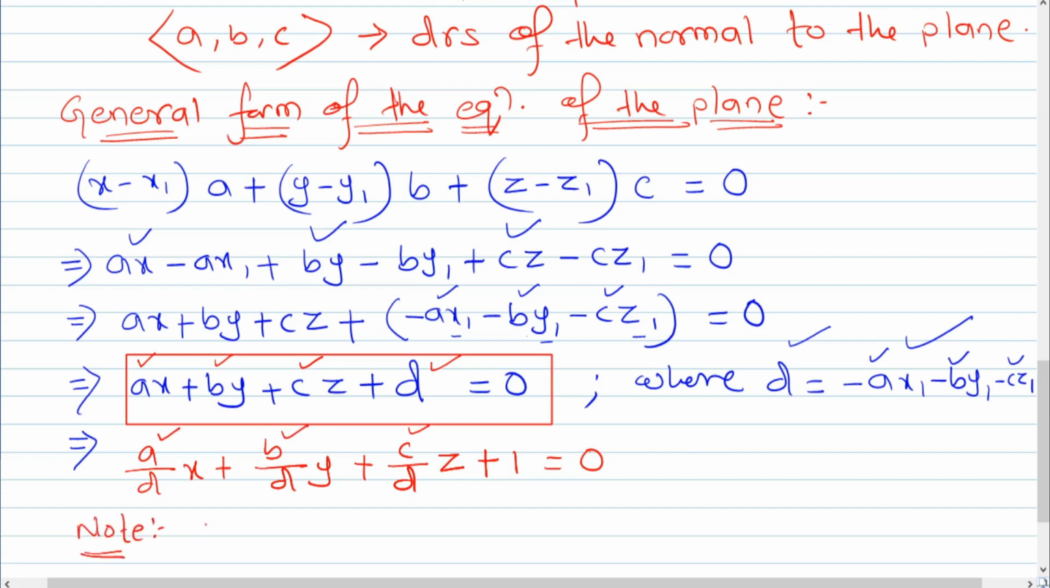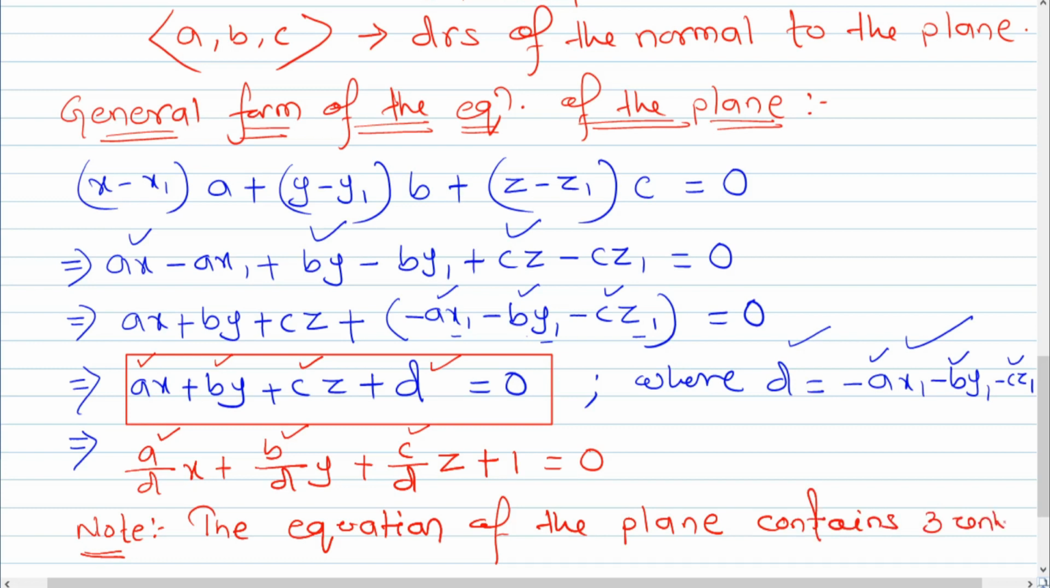Note, there are 3 unknowns used in the equation of the plane. The equation of the plane contains 3 unknowns.